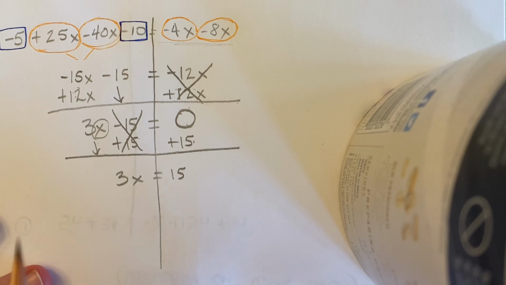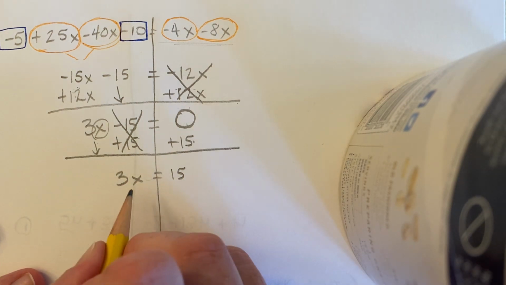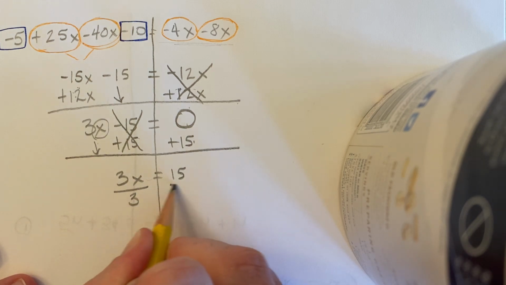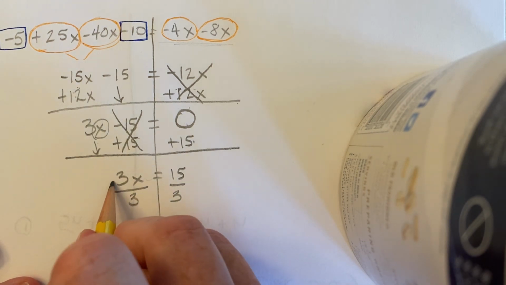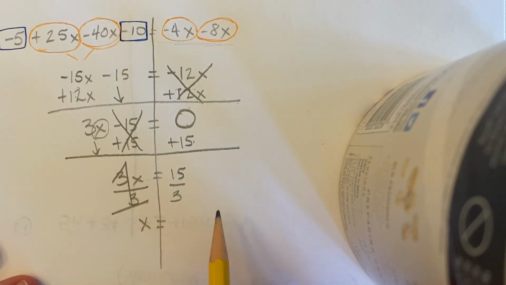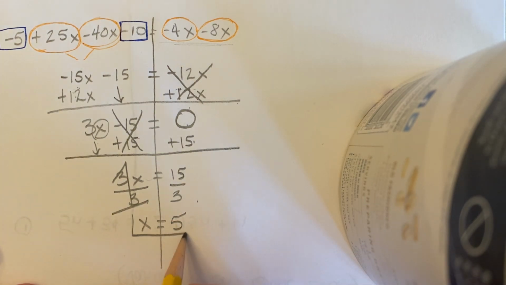Now I'm ready to multiply or divide from both sides. They're multiplying 3x, so my move's going to be divide. I get my power 1, and I'm left with x equals 15 divided by 3 is 5. Final answer, x equals 5.